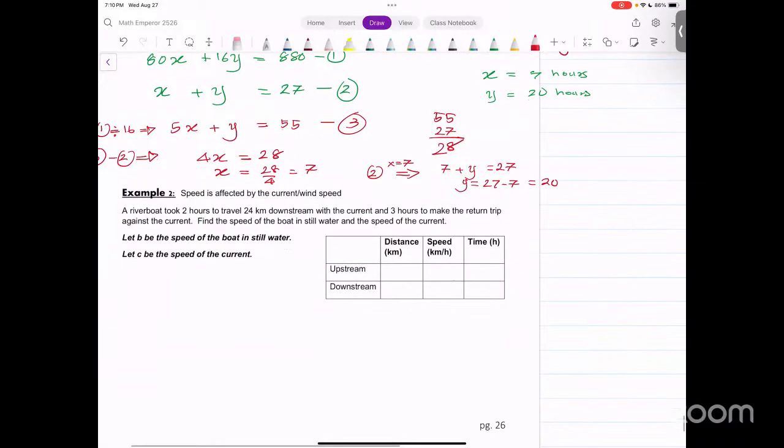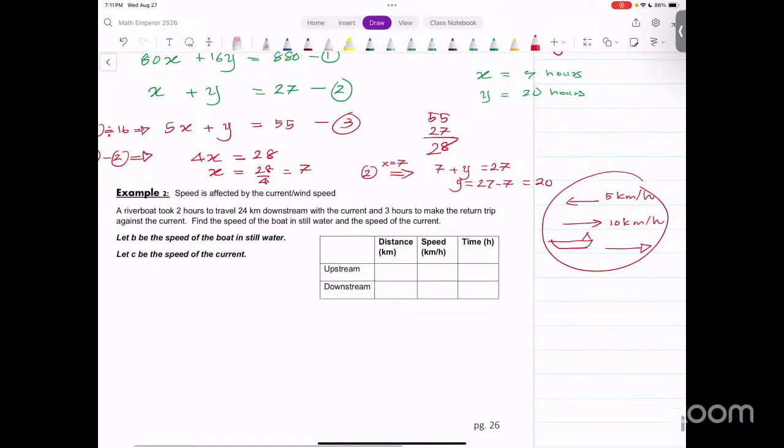Speed is affected by the current or wind speed. What that is basically saying is, let's imagine that you are the boat engine, and the boat is moving 10 kilometers per hour in this direction. There's a current of 5 kilometers per hour. So now we need to see what that means. Going with the current is called downstream. Going away from the current is called upstream. So remember, downstream is going with the current. In this example, if I try to move this direction, my actual speed is 5 kilometers per hour.